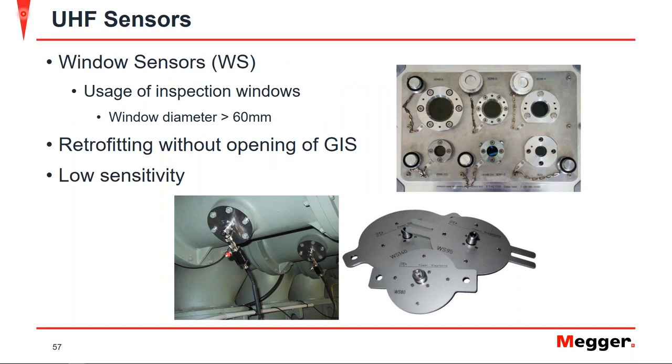Now, another option would be window sensors. So if your GIS has windows that are greater than 60 millimeters in diameter, you can actually attach these window sensors as seen down here and seen in the illustration here where they're actually attached. And we'll talk about this frequency converter, but you actually attach the window sensor here, and again it allows for retrofitting of pre-existing GIS without opening it at all. Again, since it's on the external of the GIS, it still has lower sensitivity, but still offers the ability to retrofit your GIS without opening it or taking it out of service.